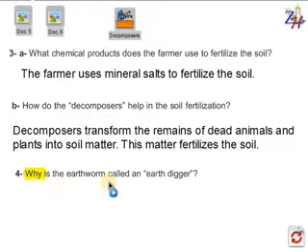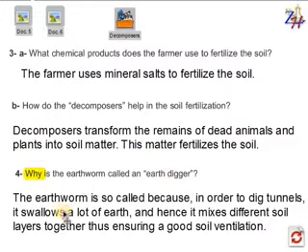Why is the earthworm called an earth digger? Digger means that digs. The earthworm is so called because in order to dig tunnels, it swallows a lot of earth, and hence it mixes different soil layers together, thus ensuring a good soil ventilation. So they dig holes into the ground, or tunnels, and mix the soil and help in the ventilation of the soil. Now let's see a video that explains more about decomposers.